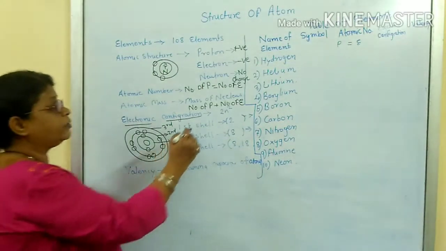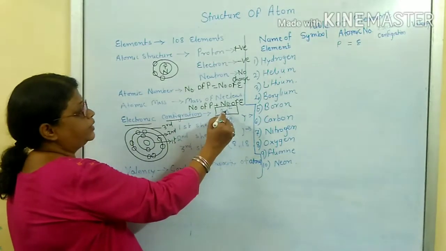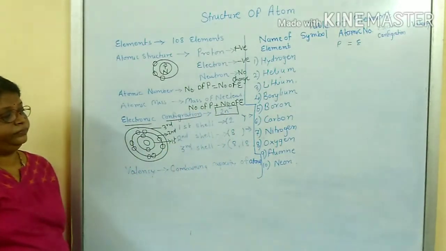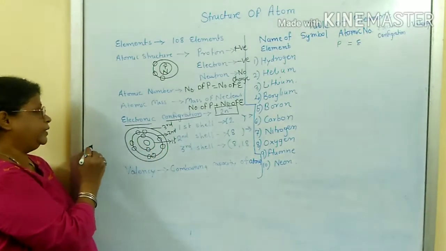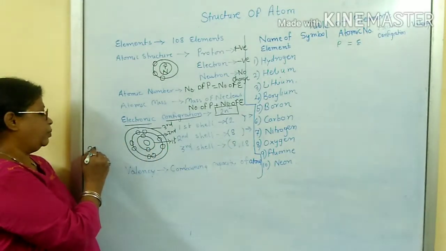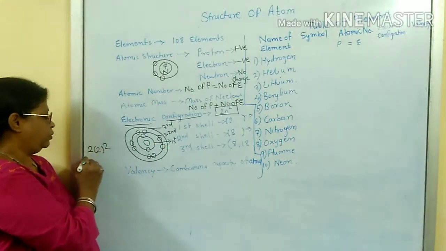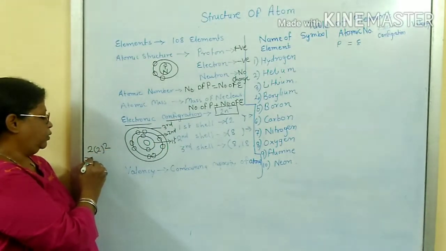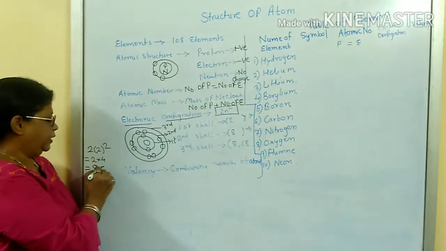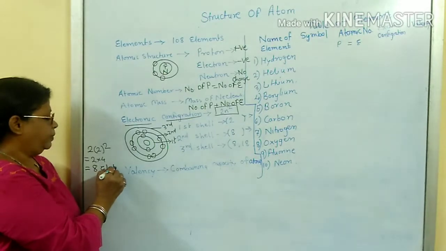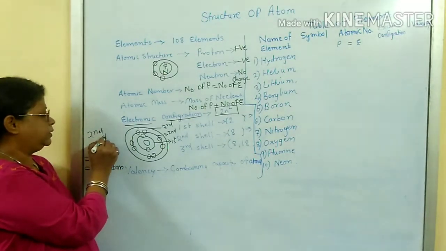So, there is a formula for electronic configuration, that is 2n squared. You put in the number of the shell, and suppose I take the second shell. So, you get 2 into 4, that is 8 electrons present in the second shell.